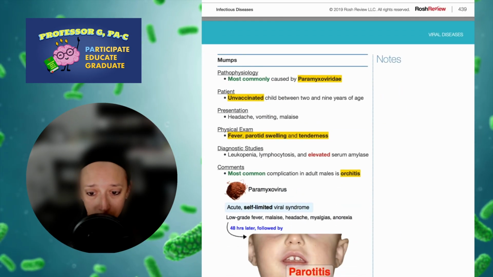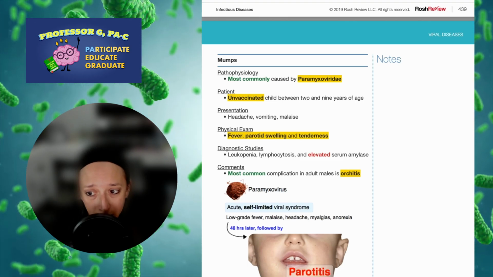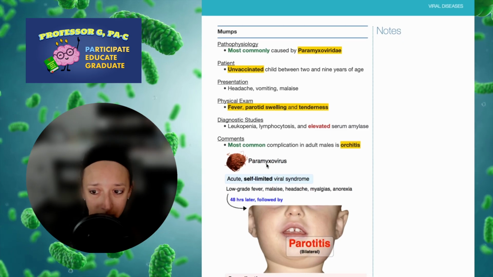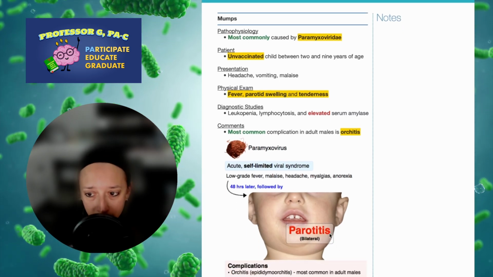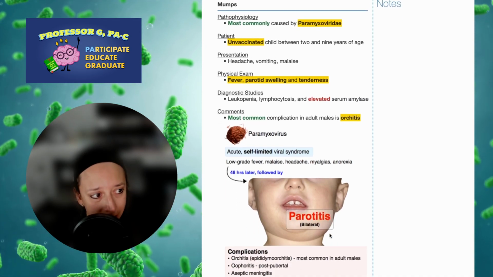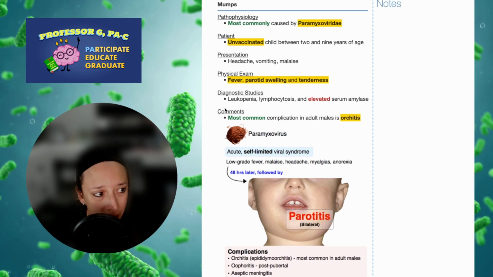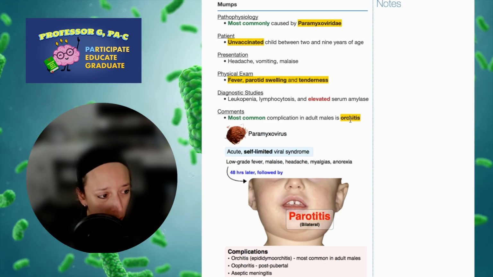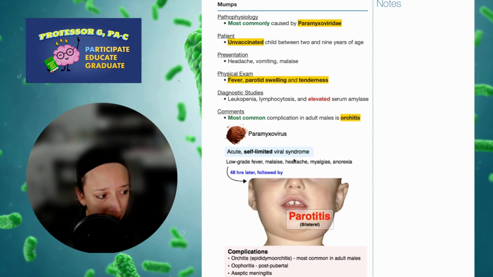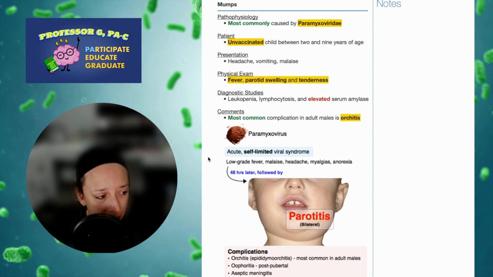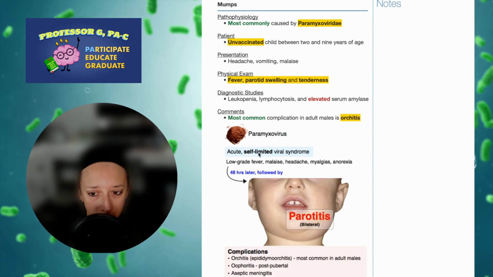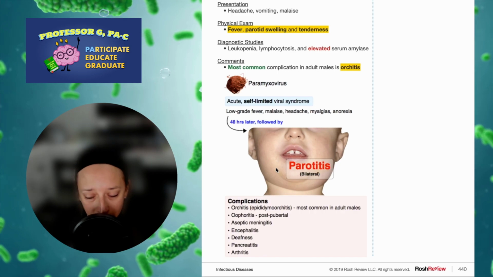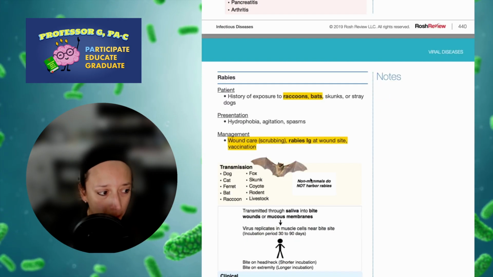Mumps. So mumps is caused by paramyxovirus as well. It's spread through respiratory droplets. Presentation, we're going to see swelling of the parotid glands like this, parotitis, fever, malaise, and sometimes orchitis or aseptic meningitis. Really, it's the most common complication in adult males, orchitis, so swelling in that area. It's usually self-limited, and we don't do much for it. We just kind of provide some supportive care. But if you see parotitis and orchitis, think the mumps.